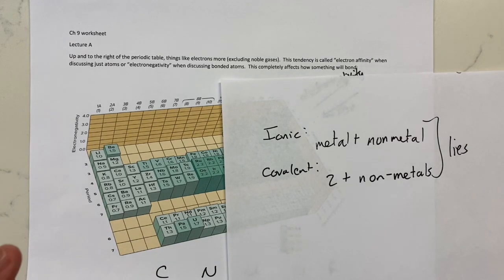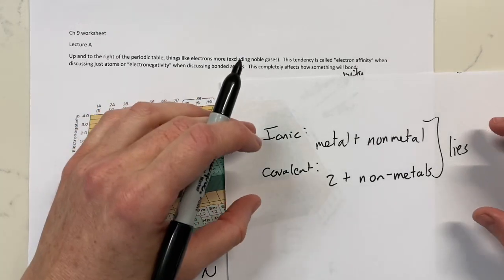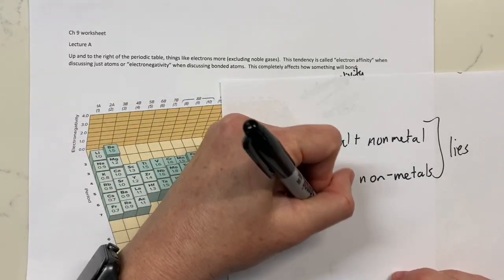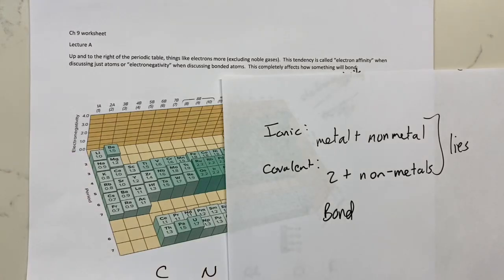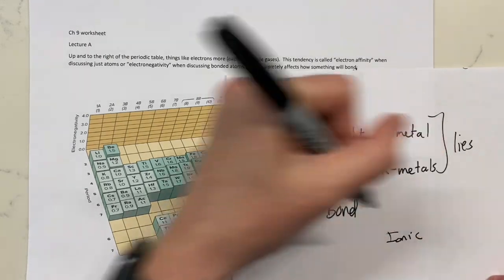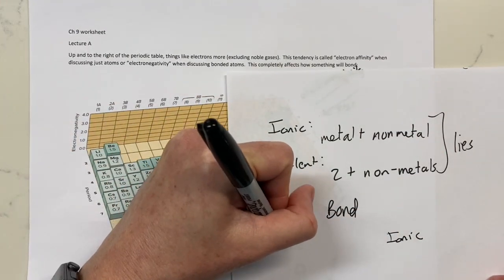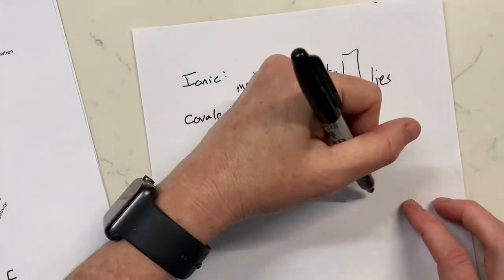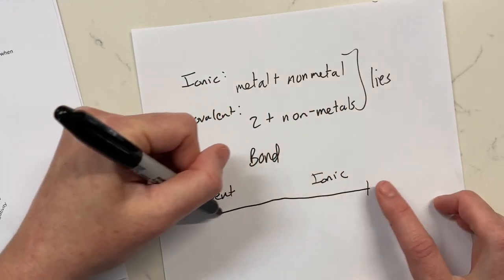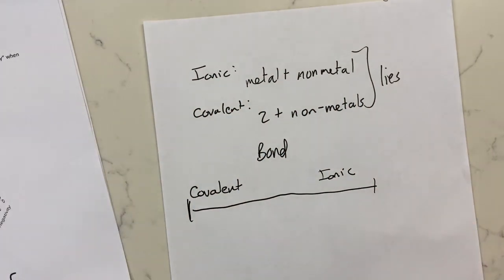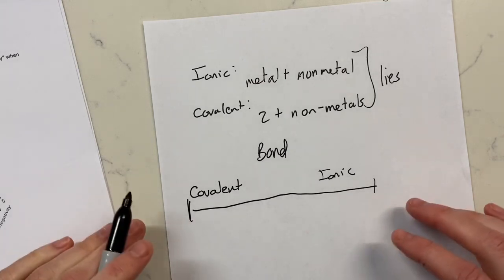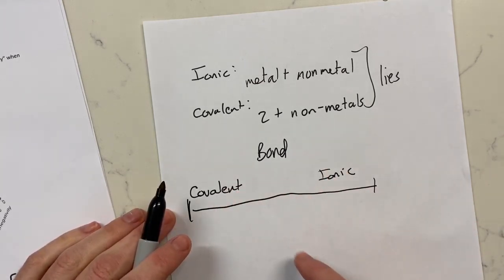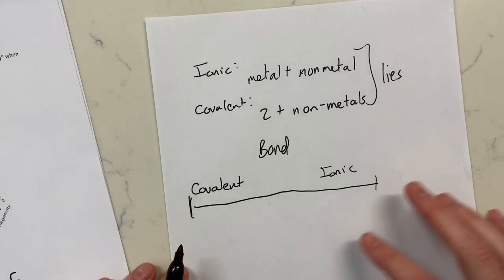So, the truth is, there's really only one kind of bond. It's called a bond. So there's bonds that have more ionic character, and there's bonds that have more covalent character. And the truth lies somewhere between these two things. So there's ones that are really, really ionic, and ones that are really, really covalent. And most things fall somewhere between this. So one way to think about that, let's just have an idea of what that means.